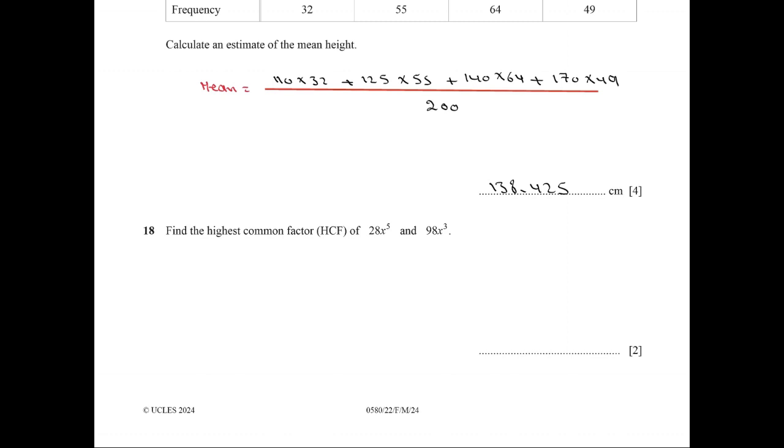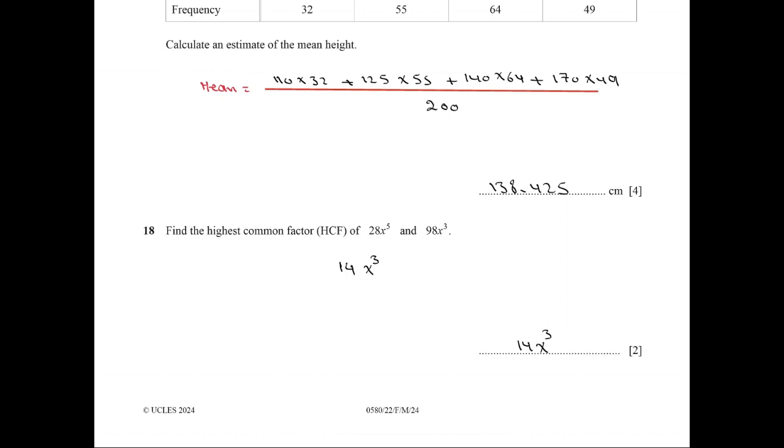Question 18, one of the most important questions and a repeated question also. Find the highest common factor of 28x to the power 5 and 98x to the power 3. To find the highest common factor between 28 and 98, we know that both numbers can be divided by 14. So the common factor is 14x to the power 3. When a letter is repeated, the highest common factor will use the smaller power. So the highest common factor is 14x to the power 3.